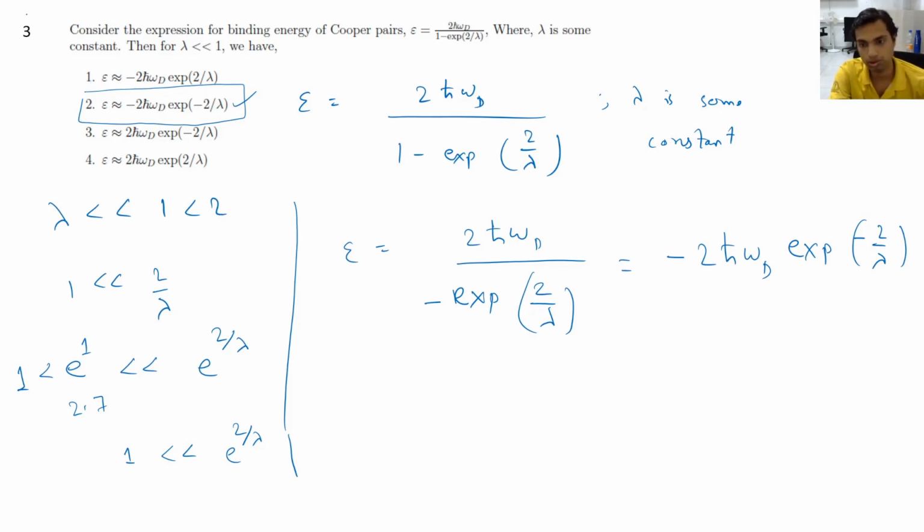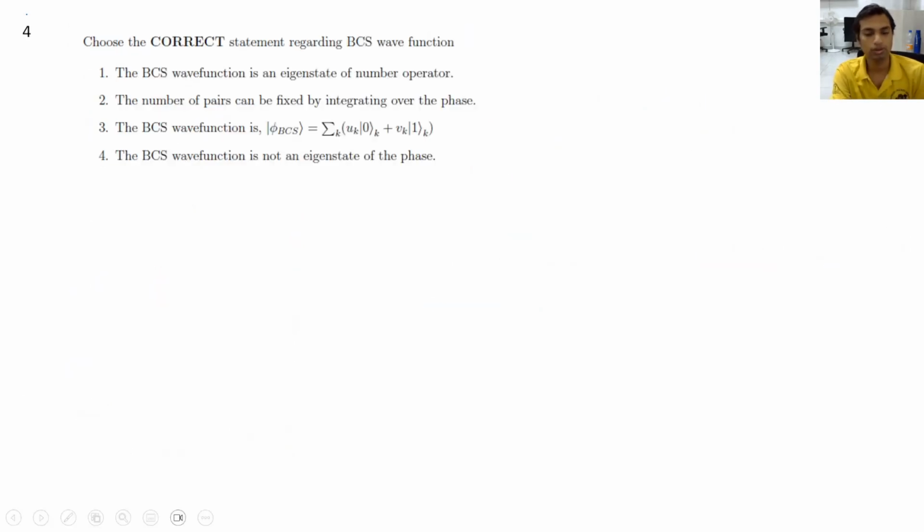Let us go to the next question now. Choose the correct statement regarding the BCS wave function. The BCS wave function is an eigenstate of, so let us first see what the BCS wave function is.